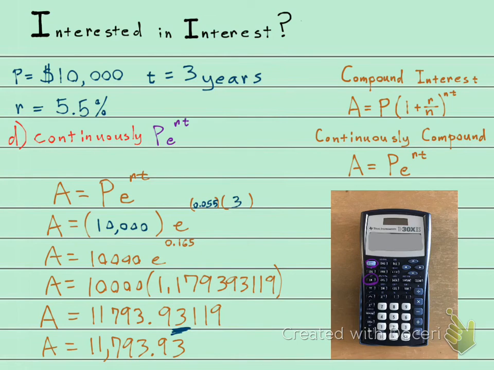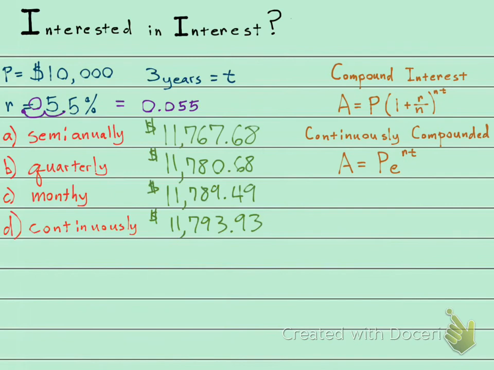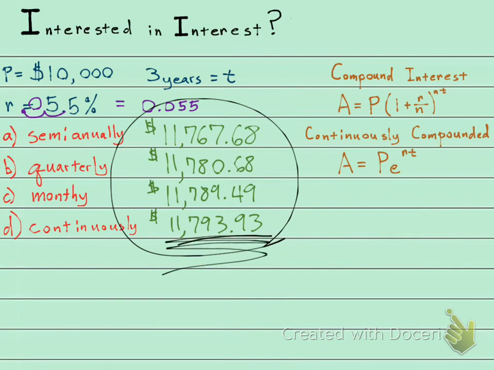Okay, let's go and put all our answers together so we can compare. And here you have it, ladies and gentlemen. Here's how much money you will have at the end of that 3-year period, depending on how you compounded. Which one would you choose, right? Does it matter? I think it does. Okay, you can see that you get more money the more often it's compounded. Okay, continuously being the best.